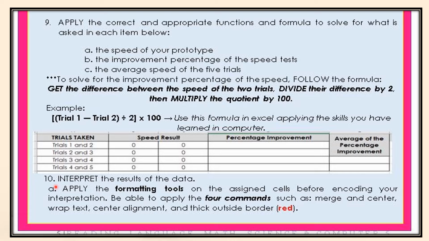Next, you have to interpret the results of the data that you have taken. Apply also the formatting tools on the assigned cells before encoding your interpretation. Be able to apply the 4 commands that you have learned in your computer class, such as merge and center, wrap text, center alignment, and thick outside border. So color it red according to your computer teacher. This will be checked obviously by your computer teacher.